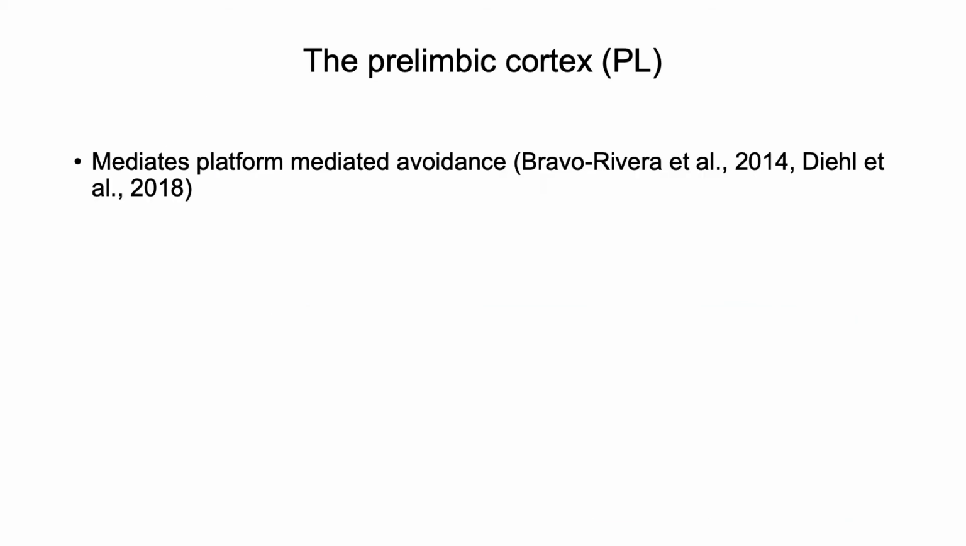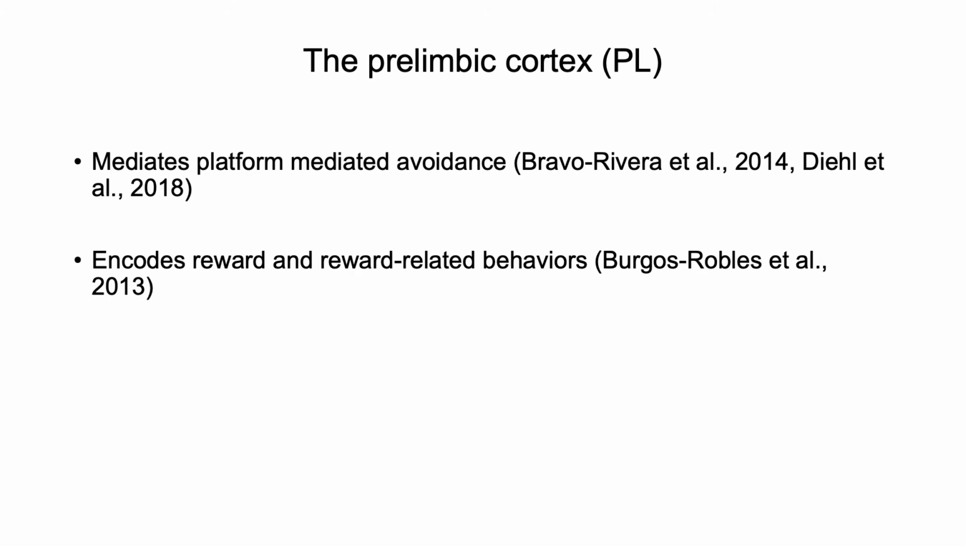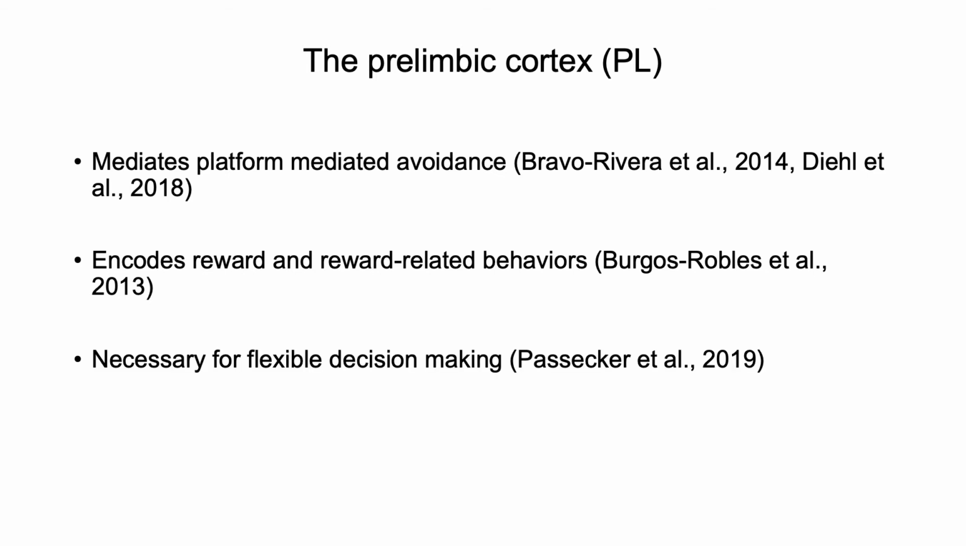So, the prelimbic cortex, or PL, has been shown to mediate platform-mediated avoidance, as well as encode reward and reward-related behaviors, and it has also been found to be necessary for flexible decision-making. So, the question stood, does PL mediate approach avoidance conflict?